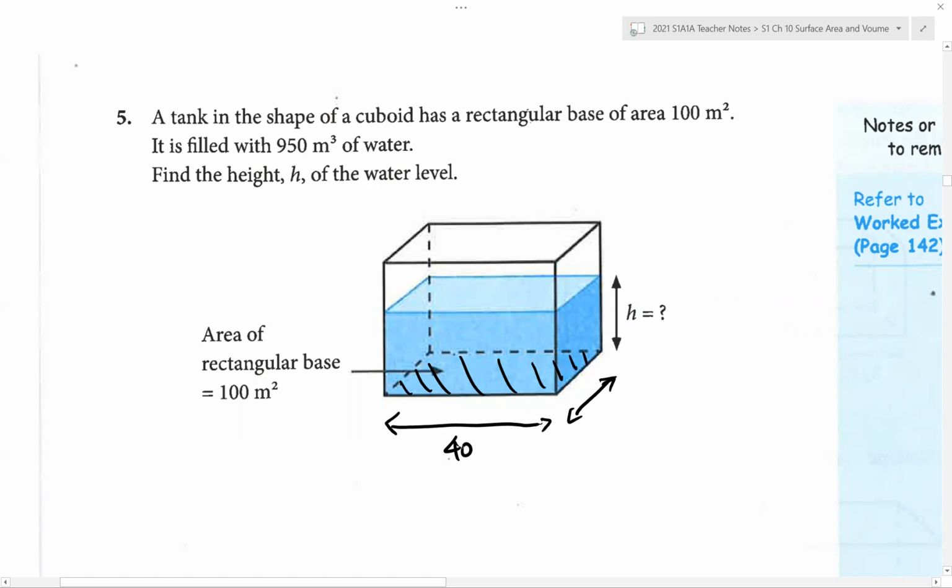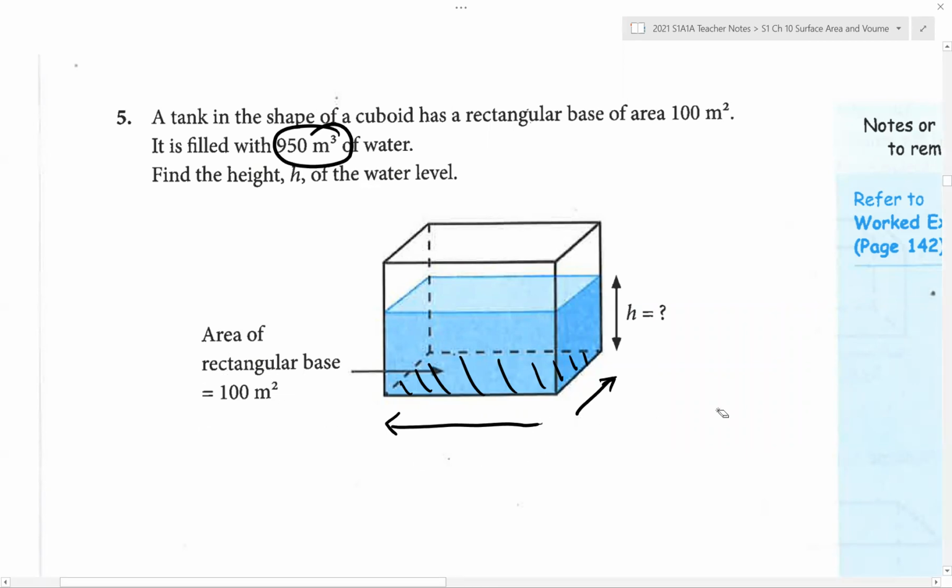So just now Jerry said 40, this would be 2.5. These are possible. Okay. I just want you to understand what they mean when they say the base is 100 square meters. I don't know the two values, but I know that when you multiply them together, you get 100. And they continue to tell us that it is filled with 950 cubic meters of water. The volume is 950. The base is 100. So that brings us to the unknown height.